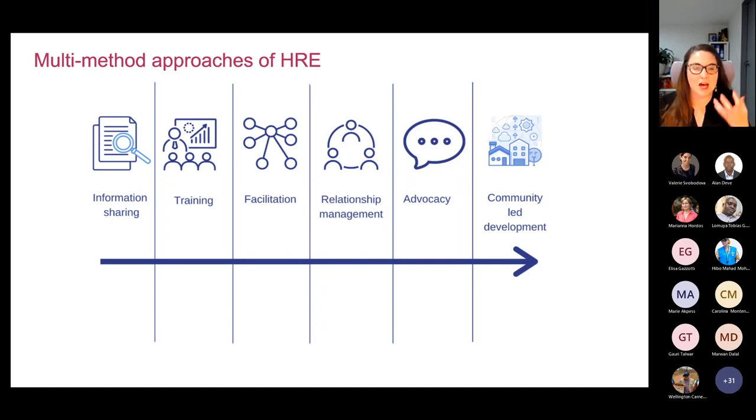But it can also be about guiding and coaching as well. It doesn't always have to be that top-down approach. You've got facilitation, and I must admit, I'll put my hand up and say that this is my personal favourite of all the multi-method approaches of human rights education. So facilitation is really about working with individuals or groups to assist them in their human rights endeavours. It's about understanding how they can build their own human rights capacity and capabilities.